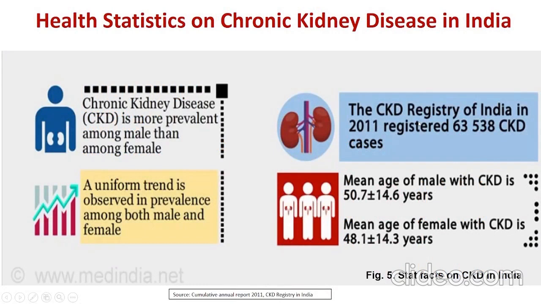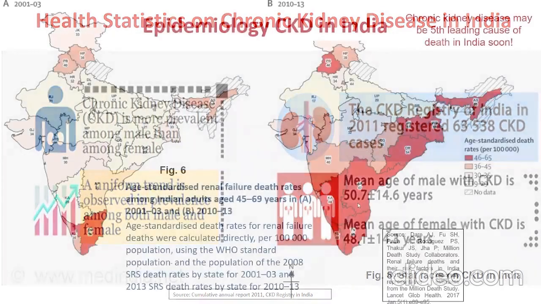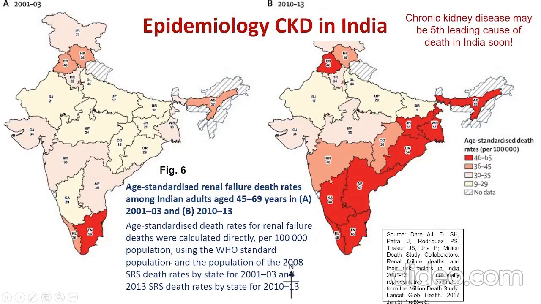And after this information, of course, I was interested to find out what the India statistics are. Chronic kidney disease in India is more prevalent among males than females, and we have a trend in prevalence which is increasing with age. Ten years before, it was registered at about 63,000 cases with chronic kidney disease, and the median age is more than 50 years. Depending on different states, you can see that southern states suffer more from this problem in comparison with northern.